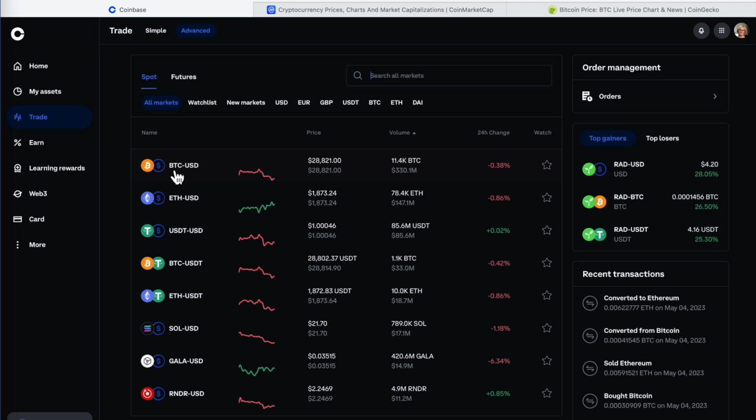We'll click on Bitcoin USD. Just to understand these trading pairs, a trading pair consists of a base currency, which in this case is Bitcoin, and the quote currency, which is US dollars. So in this trading pair, Bitcoin, the base currency, is what I want to purchase, and the price is quoted in US dollars. Let's click on this trading pair.